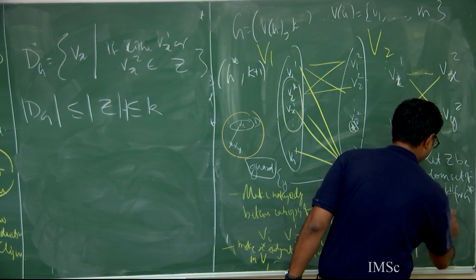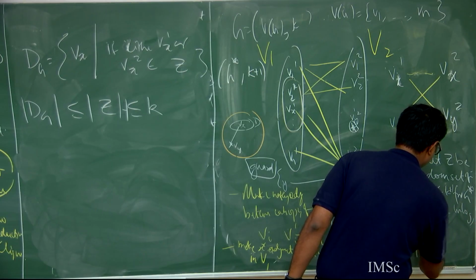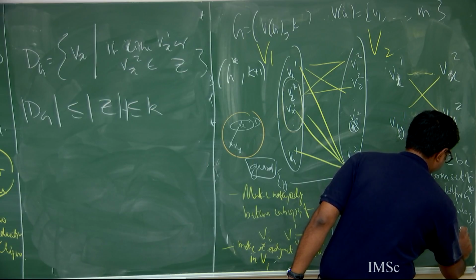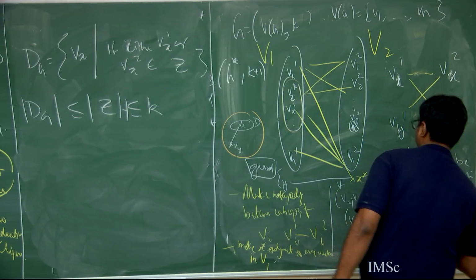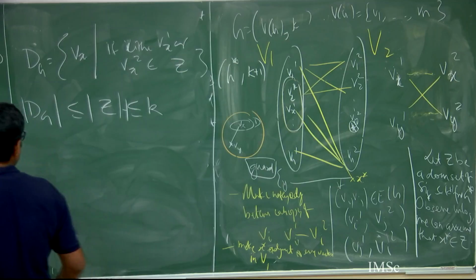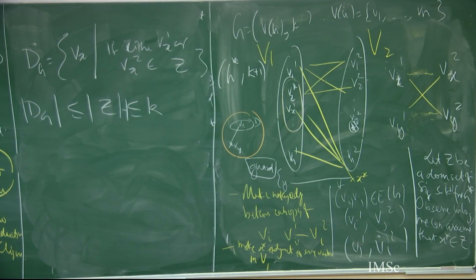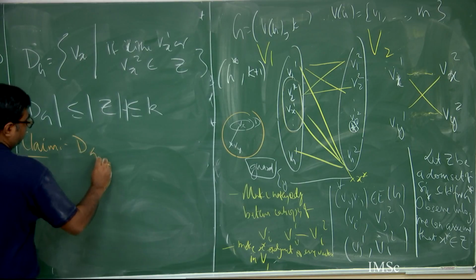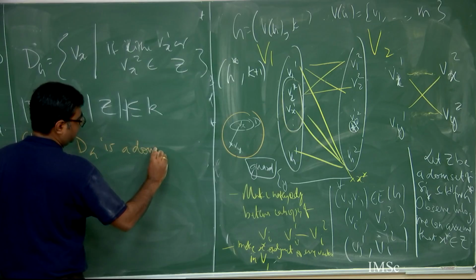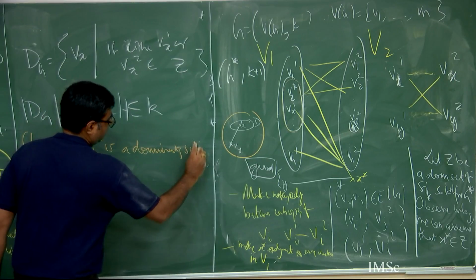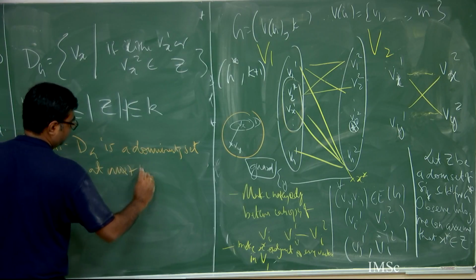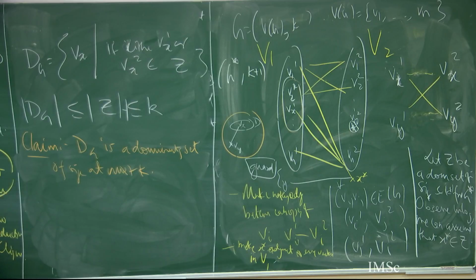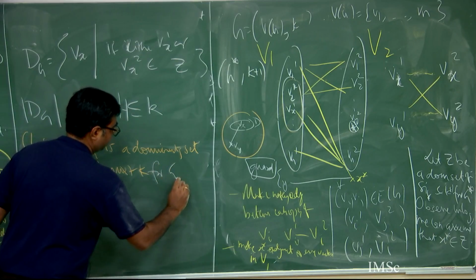Observe, without loss of generality, we can assume that X star is contained inside Z. So clearly D of G is of size at most k. Claim: D of G is a dominating set of size at most k for G.